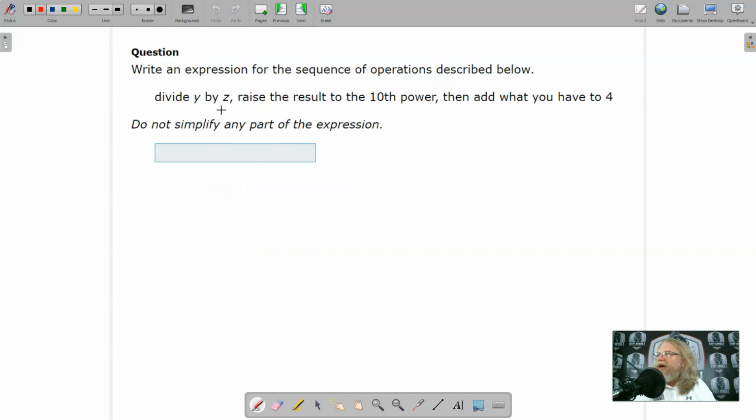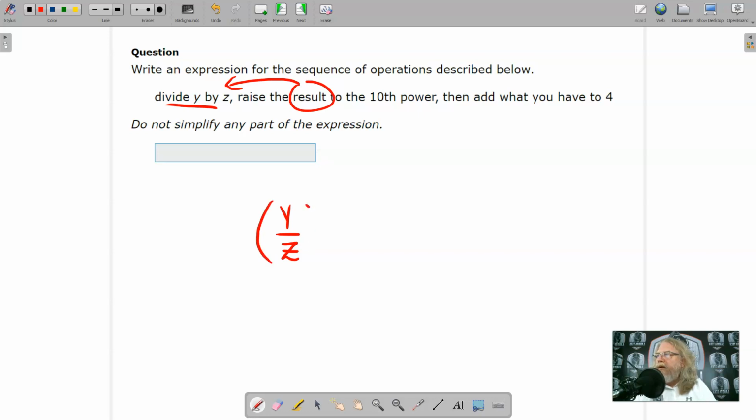Next says divide y by z. So that's the first thing you're going to do. Raise the result to the 10th power. Then add what you have to 4. Wow. Okay, so let's go through all this. So let's first divide y by z. Well, every fraction's a division problem. So y divided by z. I took care of that. Raise the result to the 10th power. Result of what? The result of what we had here.